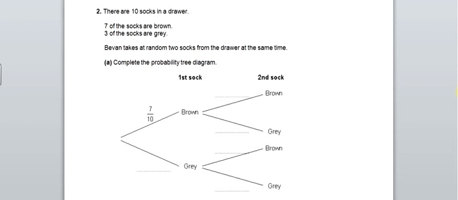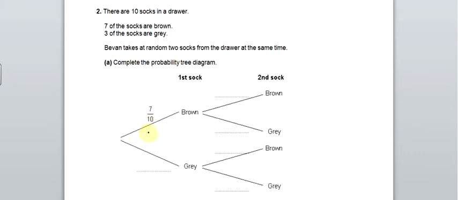Okay, question 2. 10 socks in a drawer. Wow. People who write these really think of great things to write about, don't they? I'm just trying to wonder what it could be instead. 10 aardvarks in a hole? Who knows? Anyway, Bevan takes at random 2 socks. What an idiot. Who does that? Nobody.